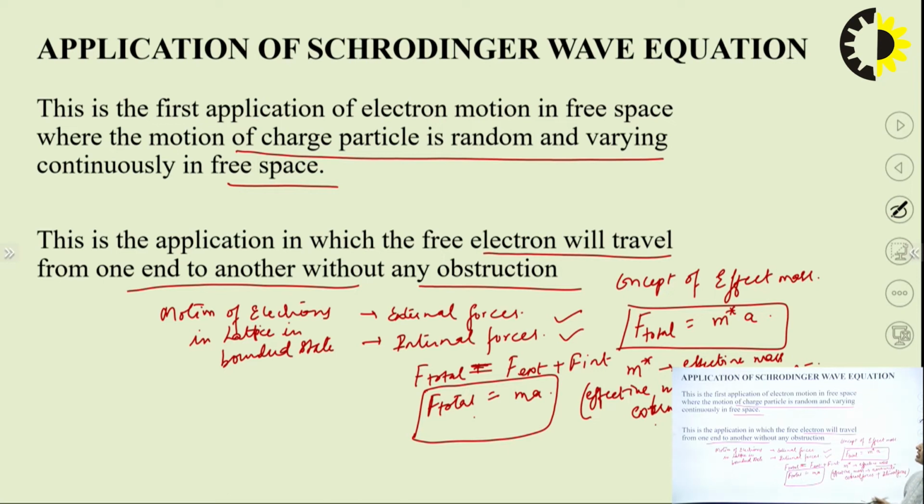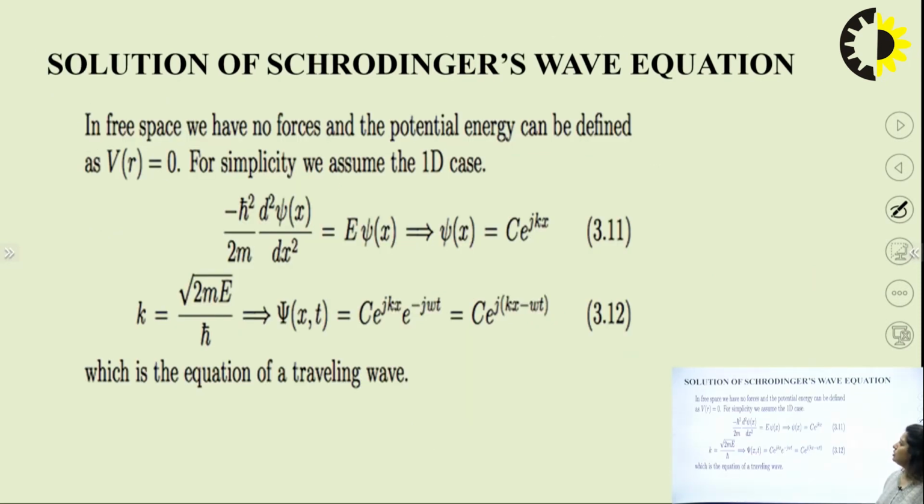But if we apply the Schrodinger wave equation, we can apply it only in the case when there are free electrons, or the motion of the electrons is free. So you can see that in the solution of the Schrodinger wave equation in free space, we have no forces. Earlier I discussed that there are forces when the electrons are in the bounded state, but in free space there are no forces, and the potential energy V(x) is equivalent to 0. So if there are no forces, there will be no potential energy.